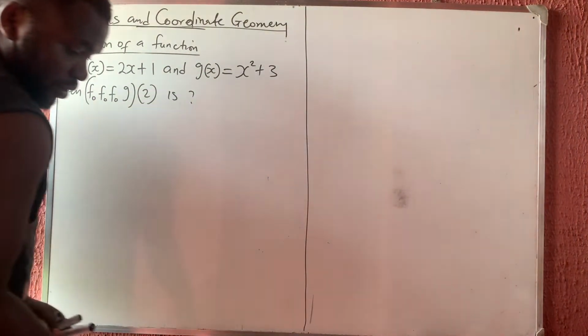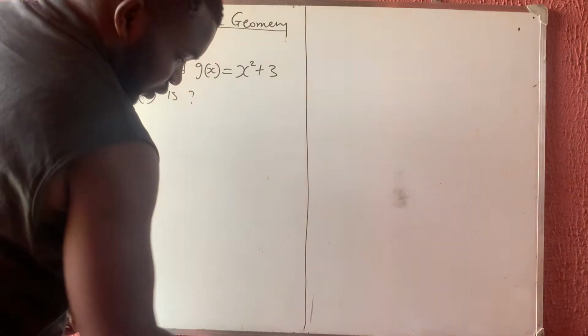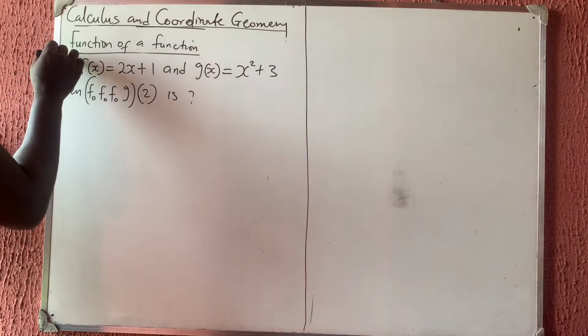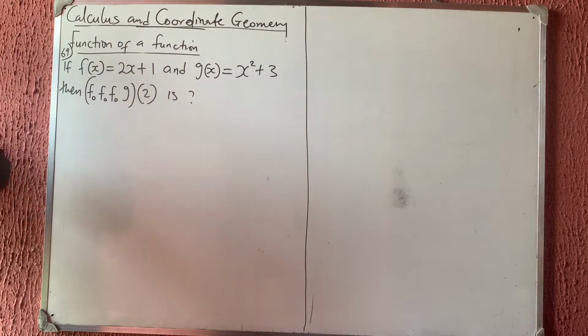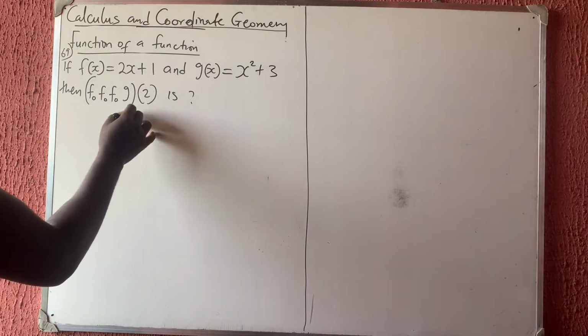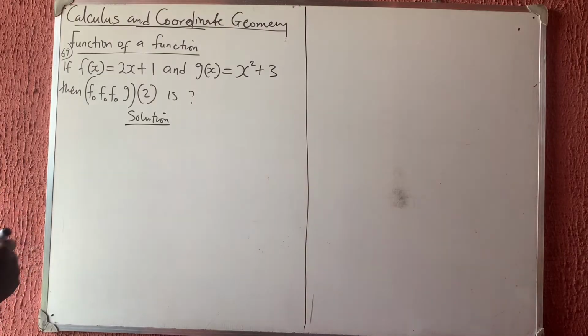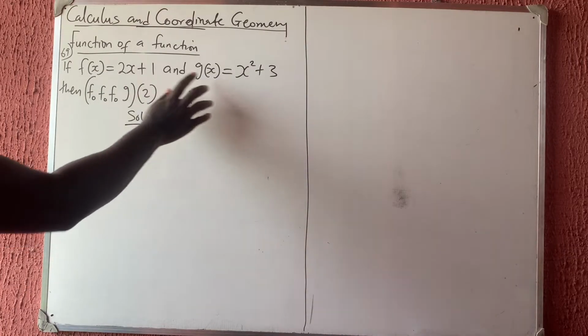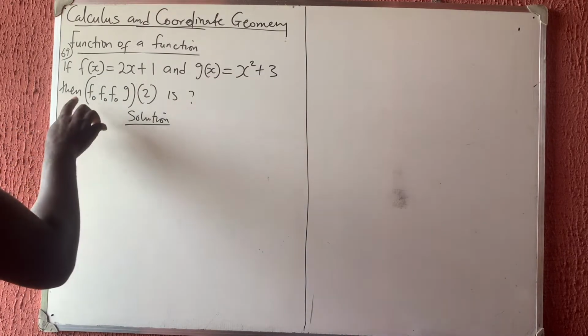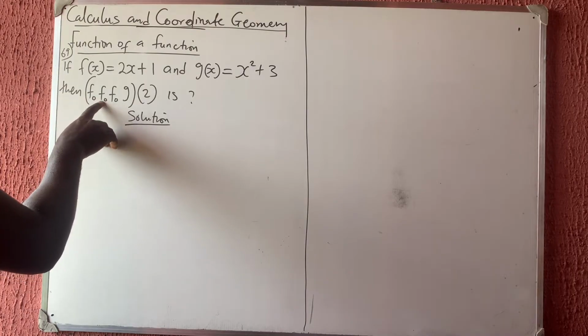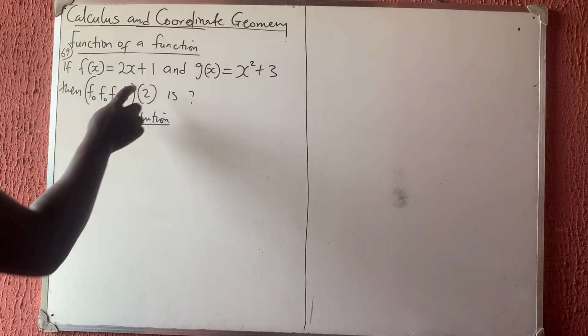In this video we'll be solving function of a function, and from my workbook I'm solving question number 69. Okay, question number 69 said, solution. It said that if f of x is equal to this and g of x is equal to this, then we should find f of g of 2.